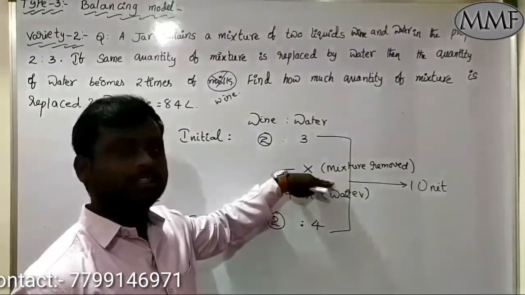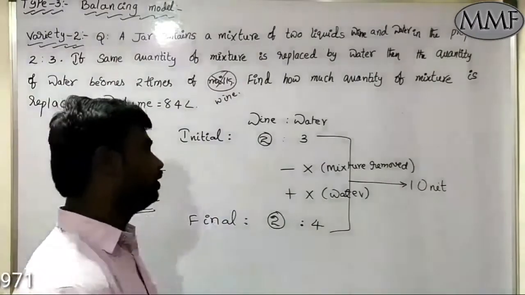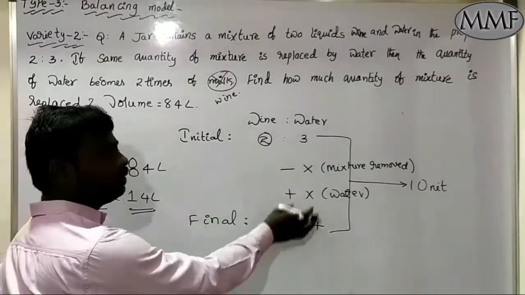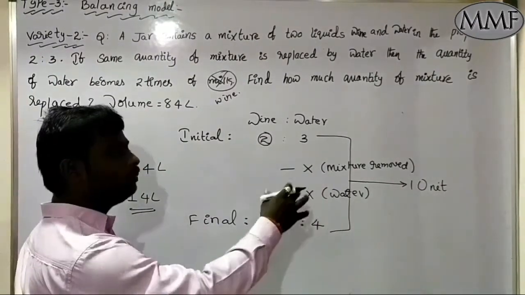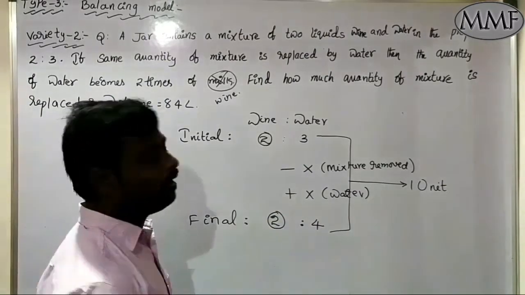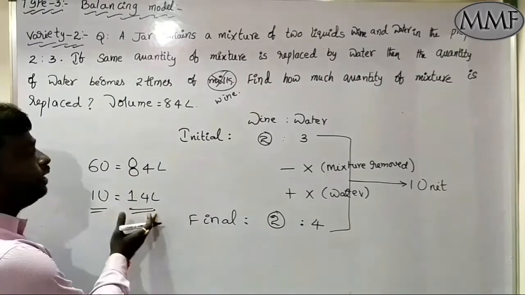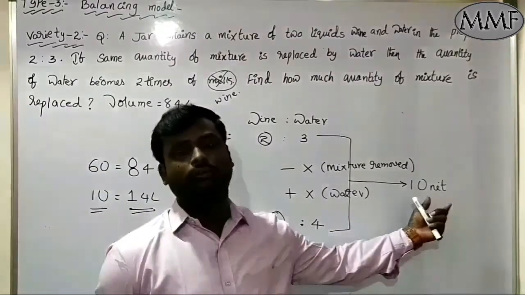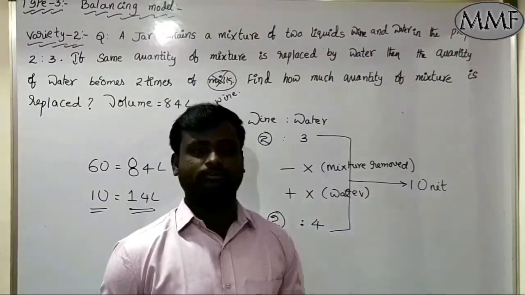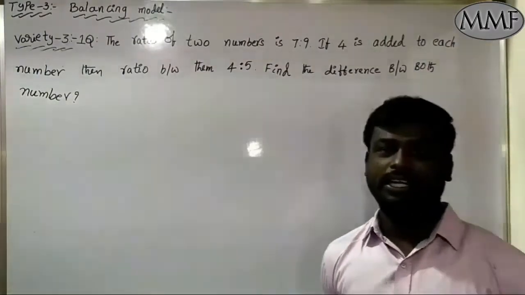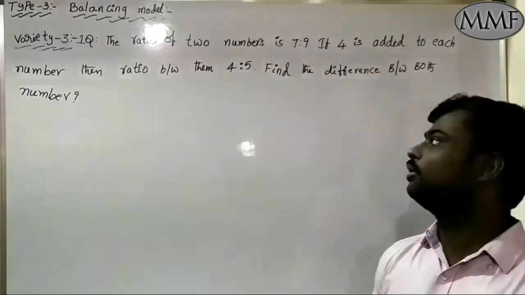14 liters. Clear? So like this we can do by using a simple logic. You are removing X liters of mixture, adding X liters of water. Whether initial or final, you are removing the same quantity and adding the same quantity, which means there is no change in the value. That's why 2 plus 4, 6 units is 84 liters, 1 unit is 14 liters. We need to find 1 unit. Clear? We'll see type 3, variety 3. Very simple question and simple logic.